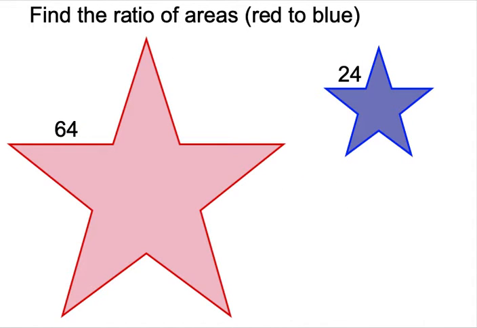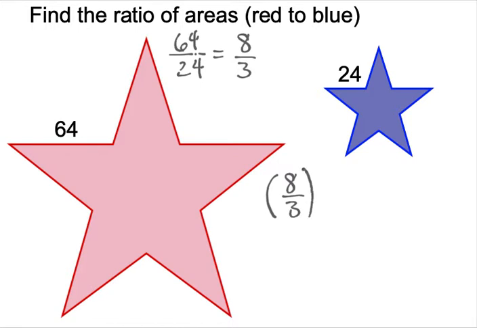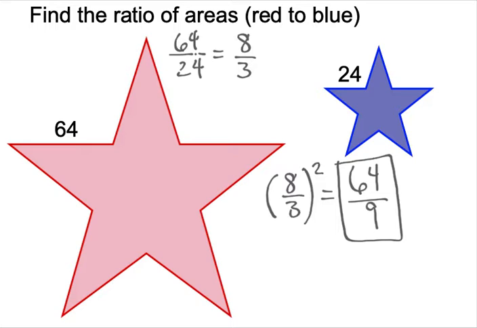Find the ratio of the areas red to blue. First, we need to find the ratio of the side lengths, which we did previously. The ratio of side lengths is 8 to 3. The ratio of areas is going to be 8/3 squared, which is 8 squared is 64, and 3 squared is 9. The ratio of areas here is 64 to 9, slightly more than 7 times as much area.